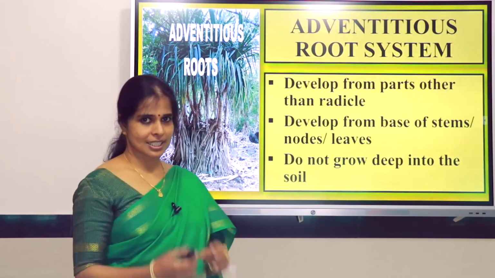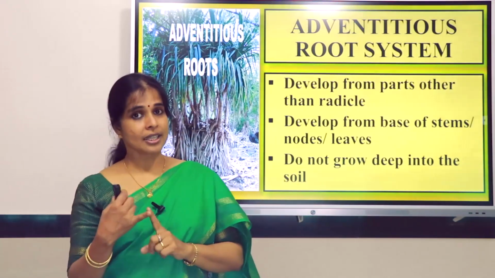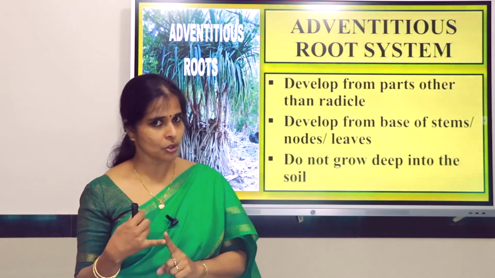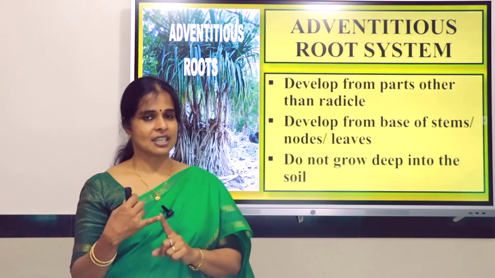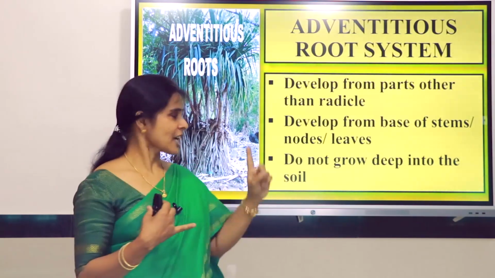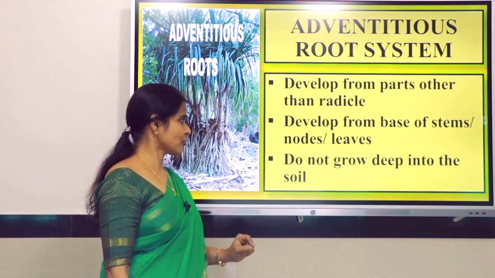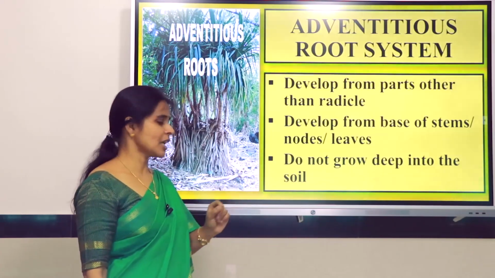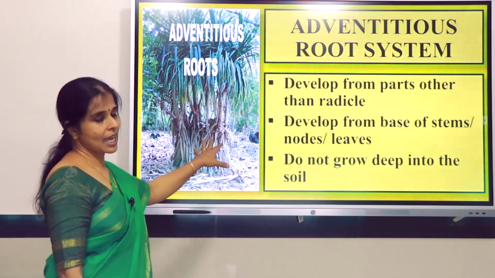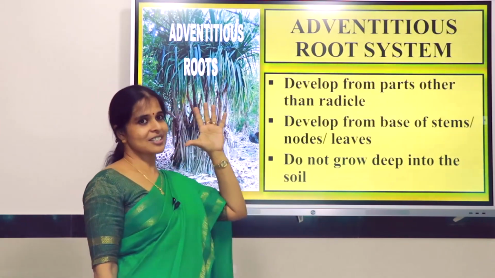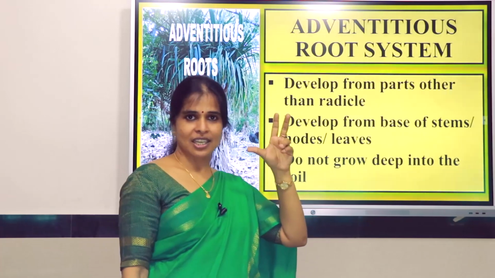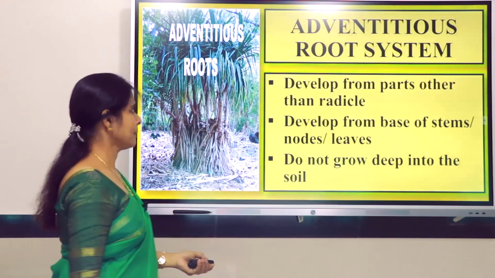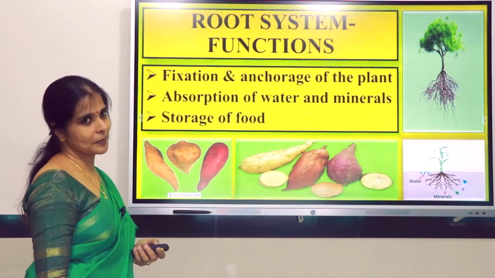So, the adventitious root system develops from parts of the plant other than the radicle. Normally in almost all plants, the root develops from the radicle. But this type of root develops either from the base of the stem, or from the nodes, or from the leaves, and these roots never grow deep into the soil. I have given you certain examples, like sugarcane, money plant, etc. These plants have adventitious roots. So, three types of roots we have completed.